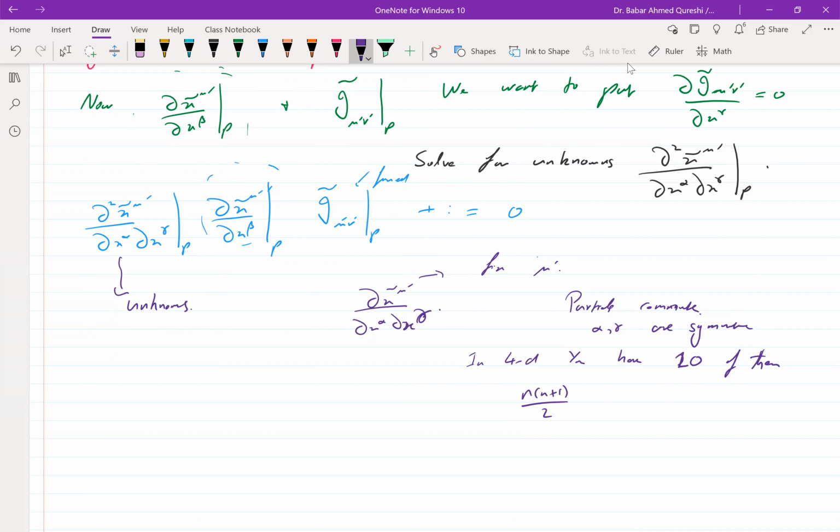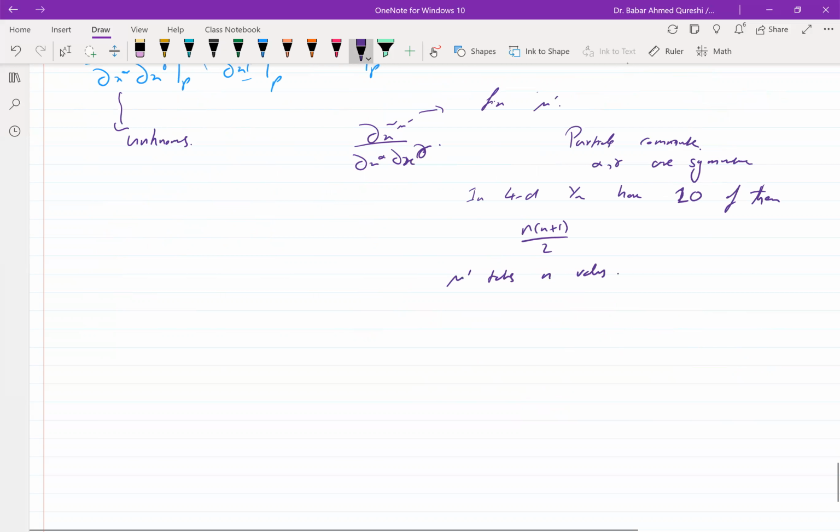But I can choose mu dash independently of whatever I'm doing down there. I can choose any mu dash; it takes n values. So that means you have n into n plus 1 over 2, or in 4D you have 40 unknowns.